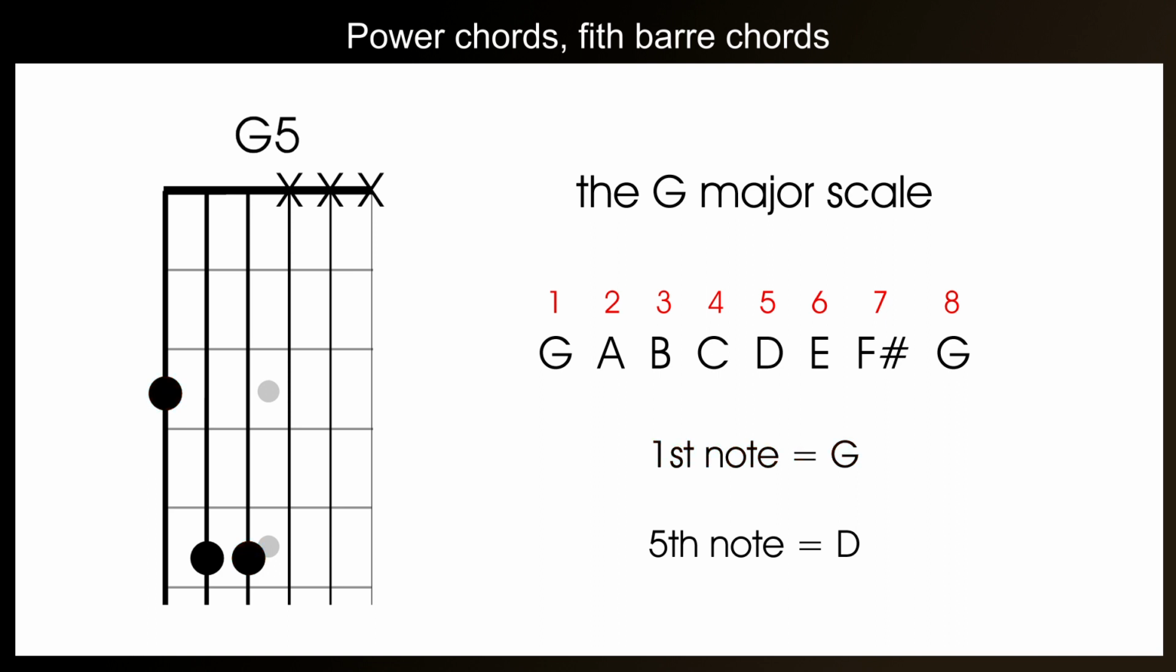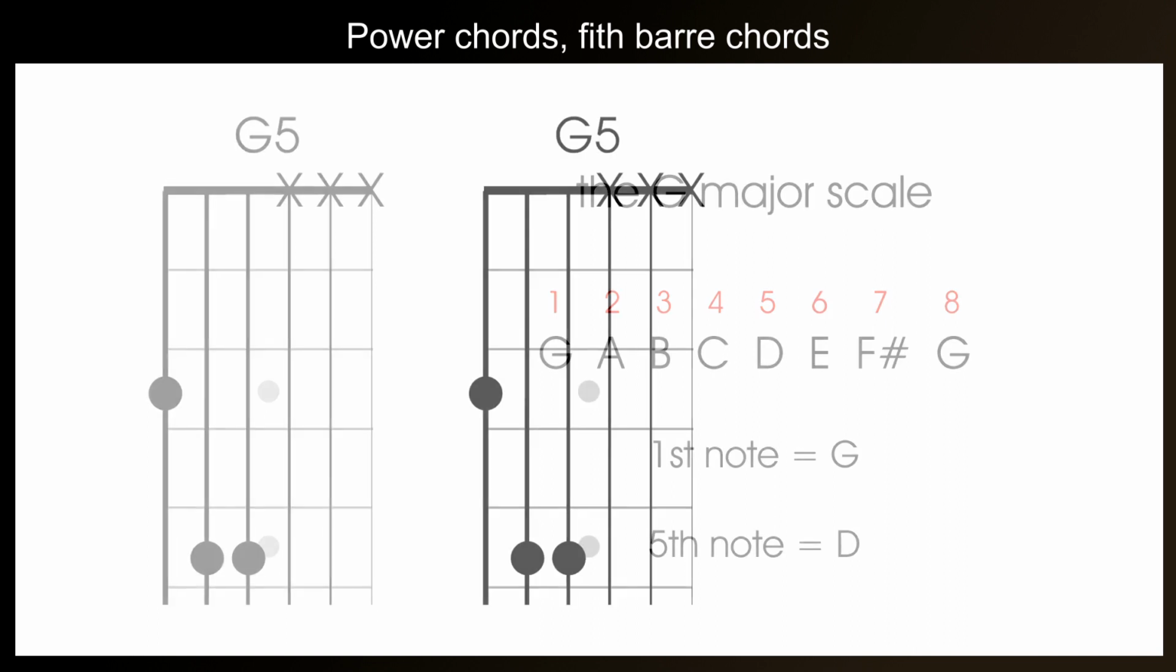In the middle between these two notes is the fifth note of the G major scale, and that is the D. And you can work that out. 1 is G, 2 is A, 3 is B, 4 is C, and 5 is D. And this is why it's called a G5, because it only consists of the G and the 5.